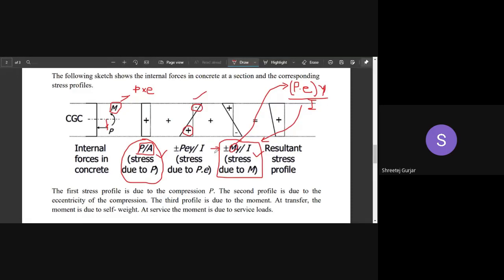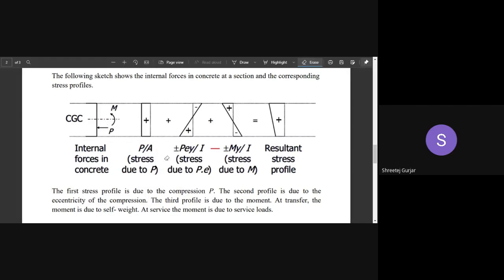Because it is plus at your bottom fiber and minus at your top fiber, you have to write plus or minus. So this is your equation: plus or minus P into e into y divided by I. That is the moment and bending stress generated because of your eccentricity, which you have to add in your equation. Okay, I hope this is clear.